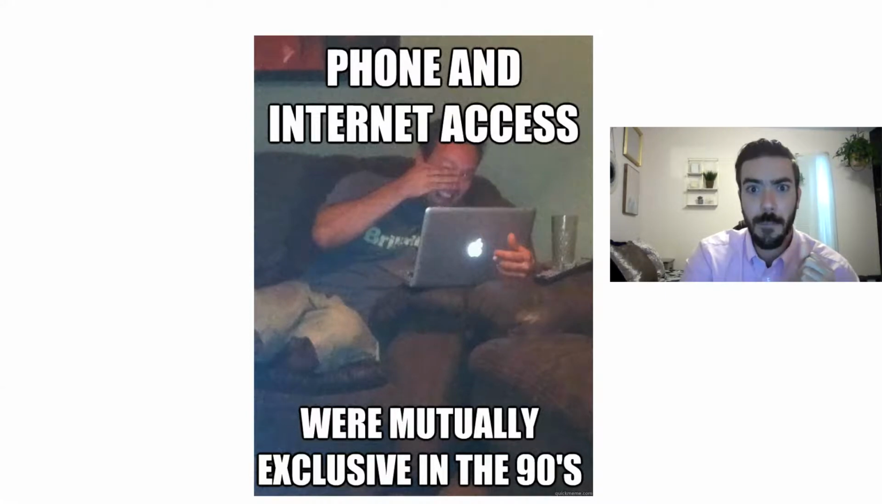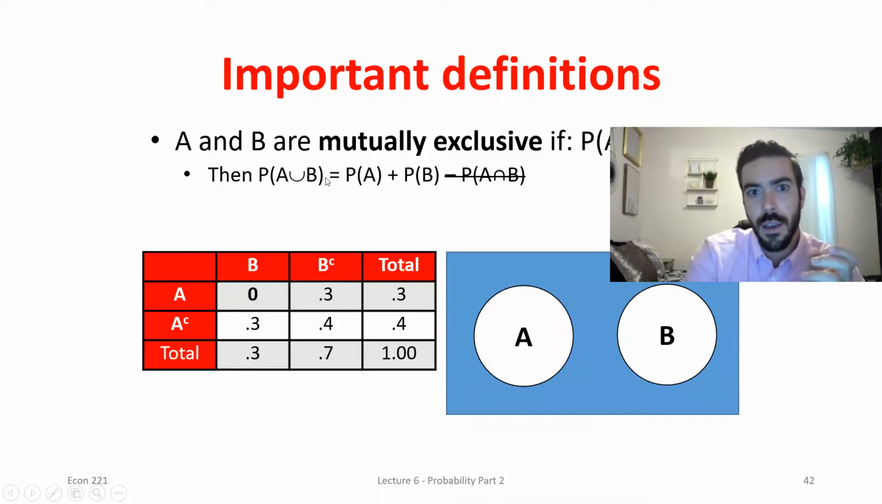So this is the idea of mutually exclusive, and you can kind of see it relates a little bit to this equation, that it makes it a little bit easier. Okay?